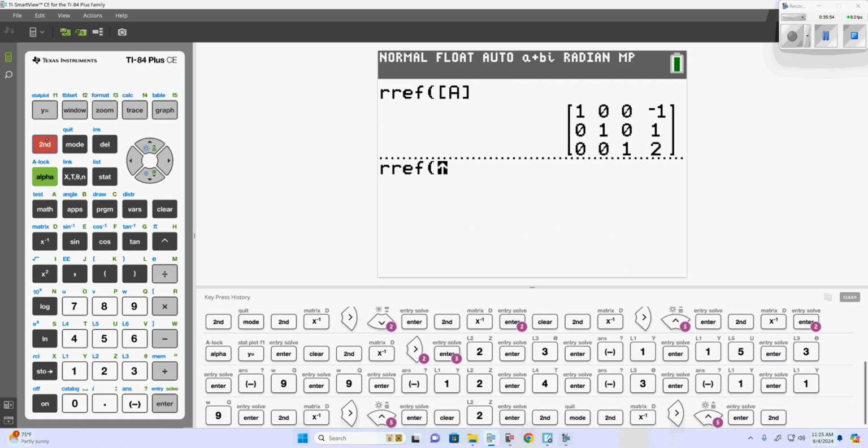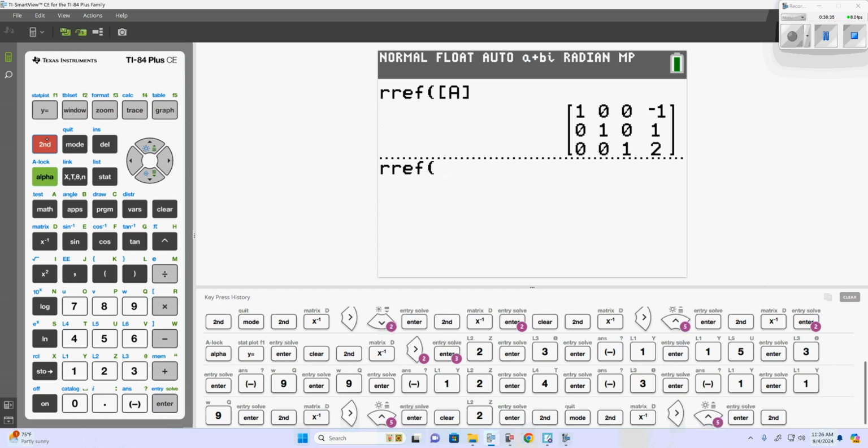RREF. Okay. Where are we at? RREF. Yep, enter. Second matrix, because once we get RREF, did you get everything typed in? Second quit. Second mode, the button next to second. Second matrix. RREF.